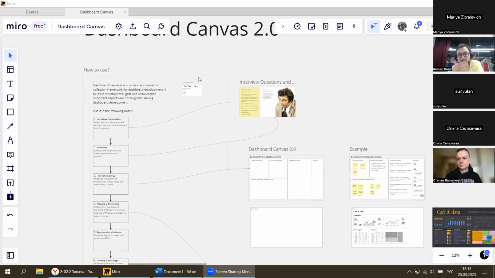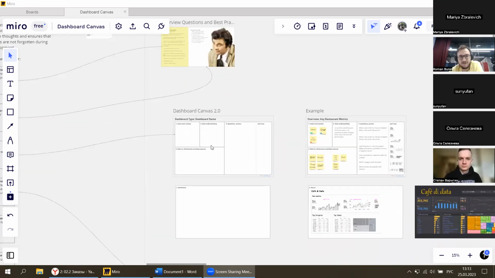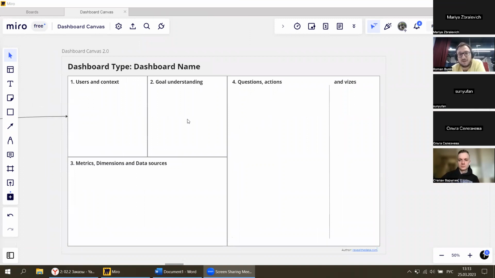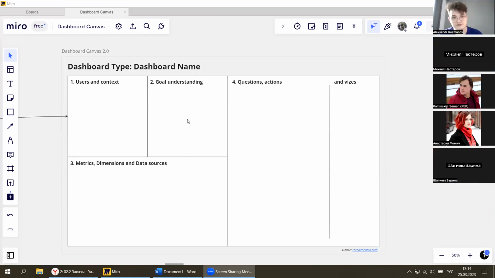So mostly the thing we're going to discuss is this tiny blank piece of paper. And we're going to fill out this Dashboard Canvas, and it's a really simple tool. I don't want to think about it like a magic wand or some Excalibur or silver bullet. It's just a way to structure your thoughts, to structure the information you gathered from a business user, and it allows you not to forget something during the process of creating dashboards. So it's just a reminder and a structured way.